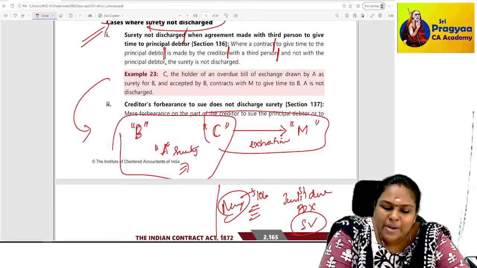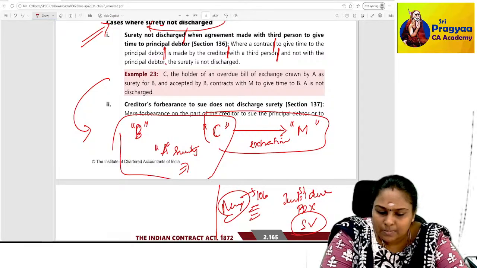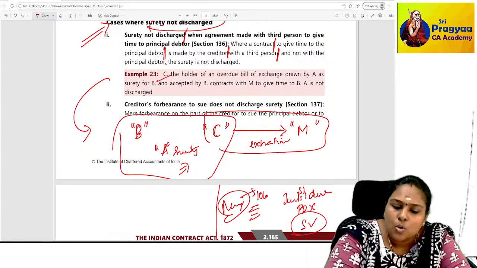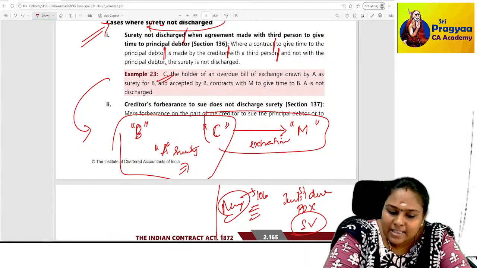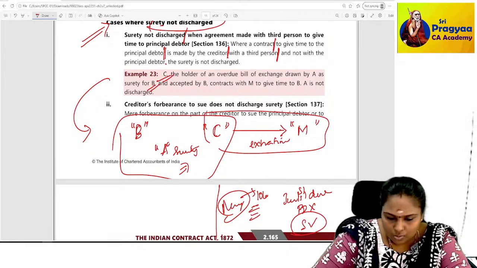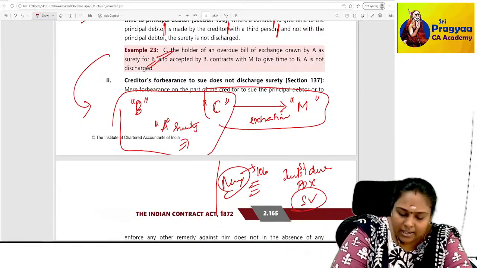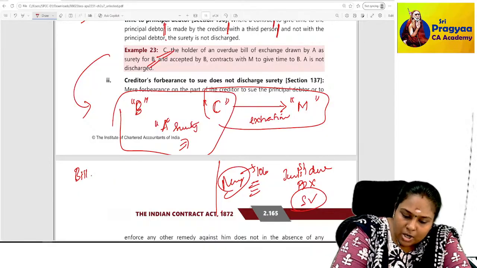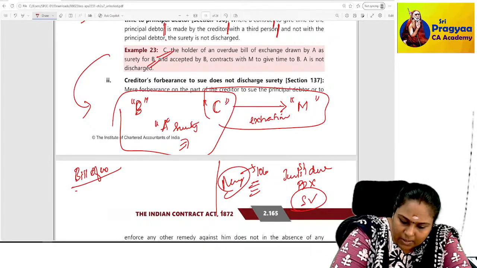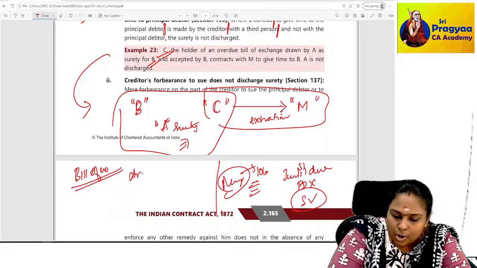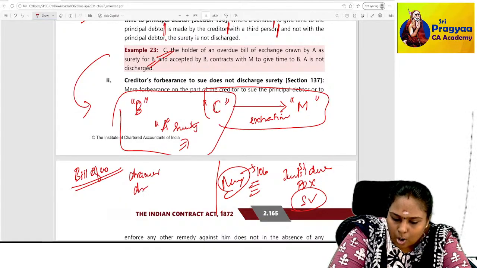Okay, now idu eppadi ma'am indha A B C ன்றத நான் புரிஞ்சிக்கிறது அப்படினா, you need to know who is this holder of the overdue bill and then what is it for. Let us go explain. Sir, actually நேத்தே சொன்னேன் bill of exchange யார் கிரியேட் பண்ணுவாங்க அப்படினா, there is a drawer, drawee and payee.